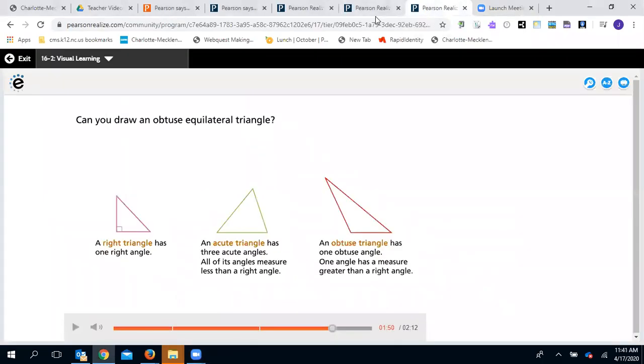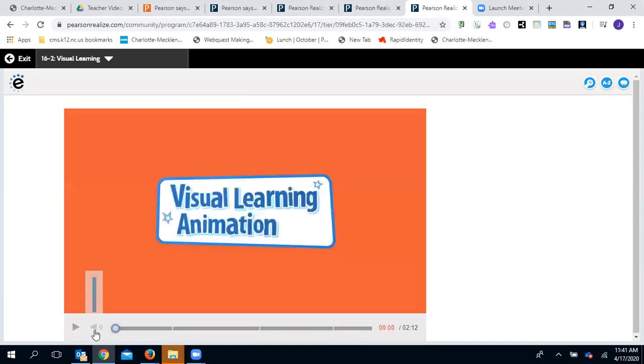I wanted to do a lesson on classifying triangles and quadrilaterals. I want to start by showing you guys a video here on classifying triangles. I'll kind of introduce the lesson first.